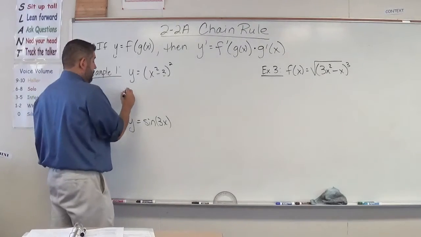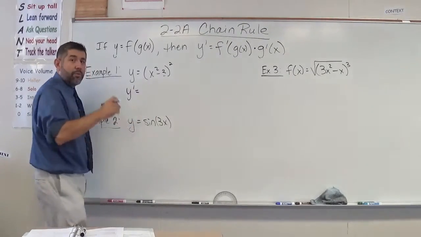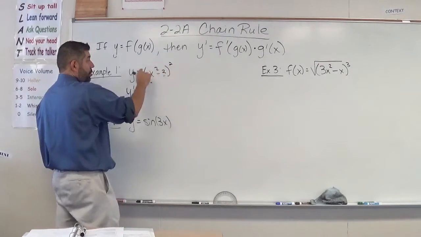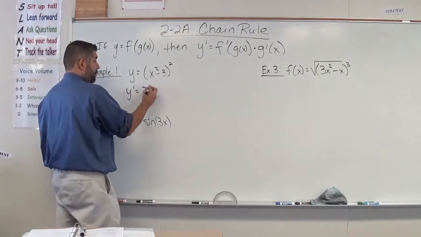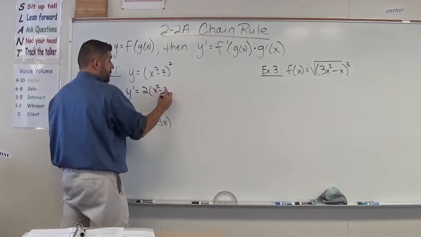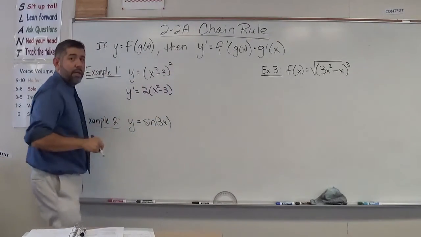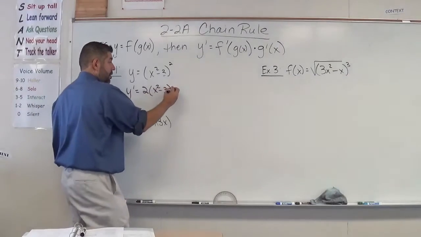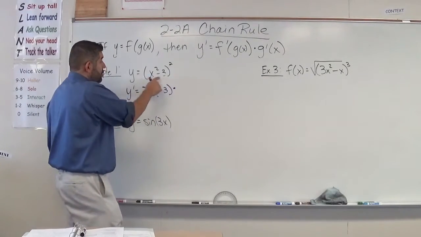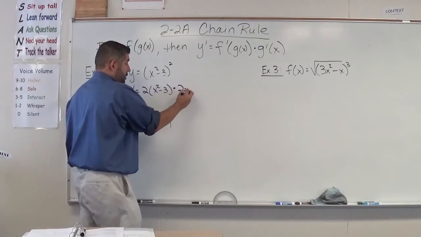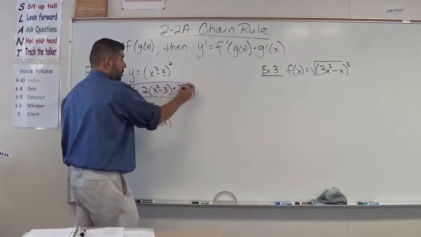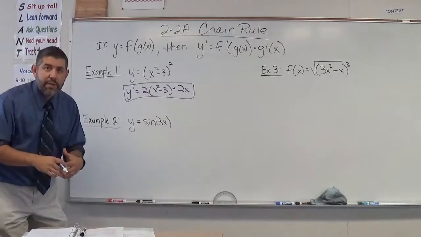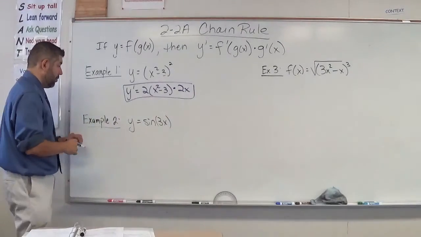So what we're going to do is take the derivative of the outside. So it's using the power rule. We're going to bring the 2 down, and we're going to leave the inside the same. Subtract 1, and we get 1. Times the derivative of the inside. The derivative of the inside is 2x. And there's our derivative. Okay, so it's the derivative of the outside times the derivative of the inside. Let's take a look at another one.